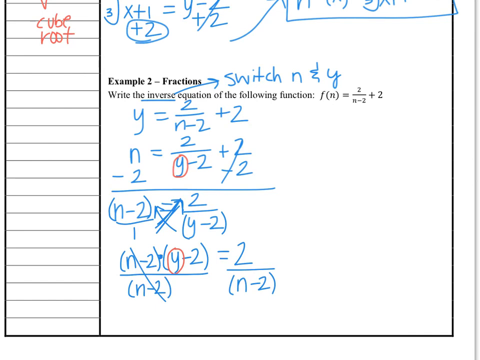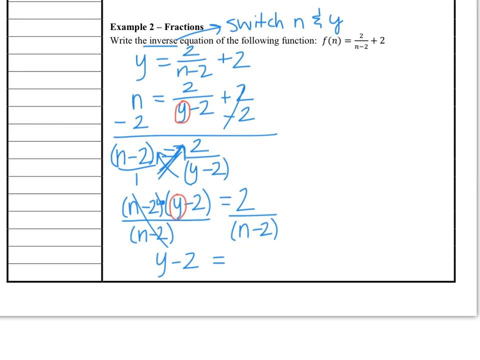So if I do that and I take the whole parenthesis and divide by it, then I just get rid of it altogether. So now that I'm left with just y minus 2 with parentheses, I can drop the parentheses since there's nothing to multiply by outside here anymore. So it's just y minus 2 equals 2 over parentheses n minus 2.